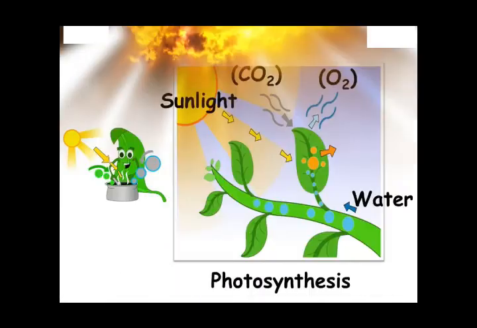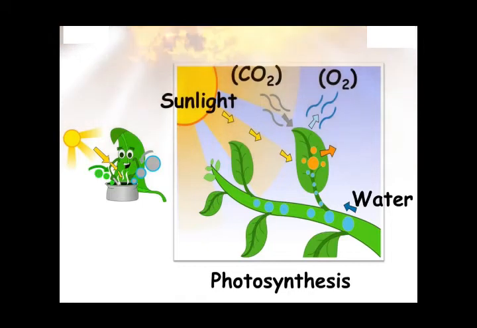The process by which the leaf makes food, which is glucose, is called photosynthesis. You know, the photosynthesis is the main source of oxygen on the earth.